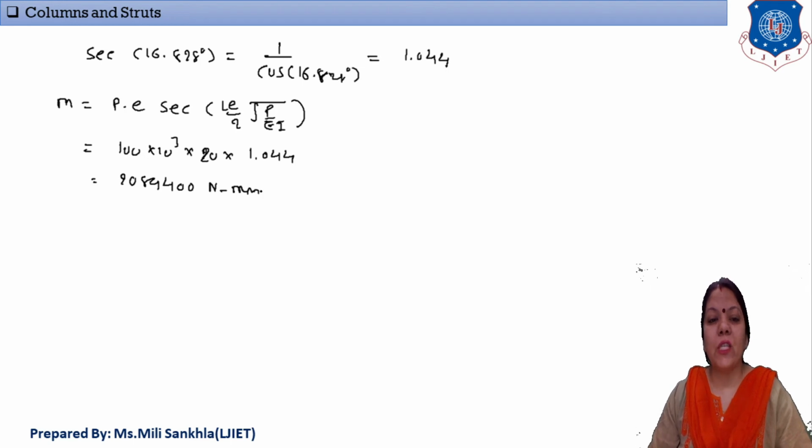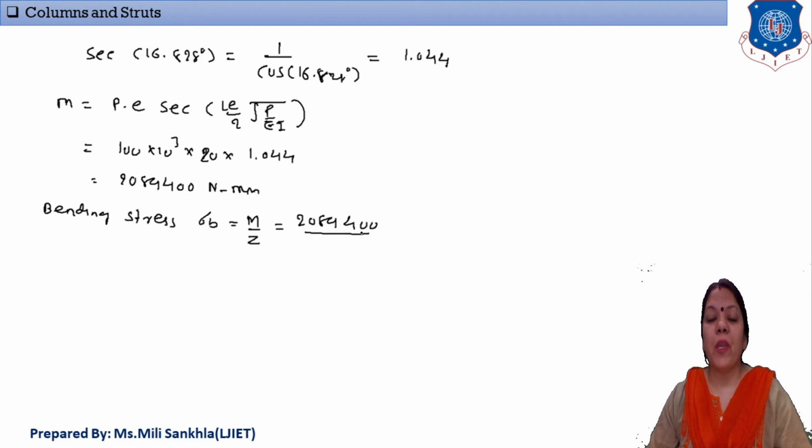Okay, now next we find out bending stress. So right here, next bending stress. Bending stress sigma B is equal to M by Z, that means our section modulus. M is equal to 20,89,400 divided by section modulus, that is 46.37 into 10 raised to 4, and my answer for this sigma B is equal to 4.506. Clear?